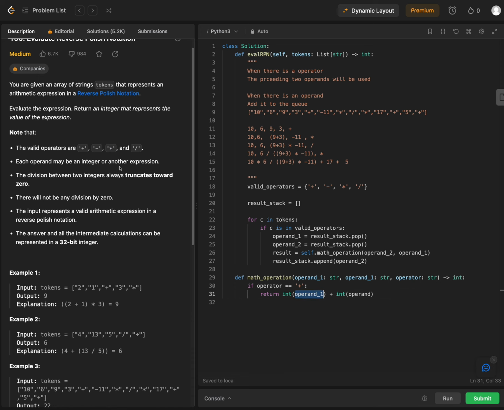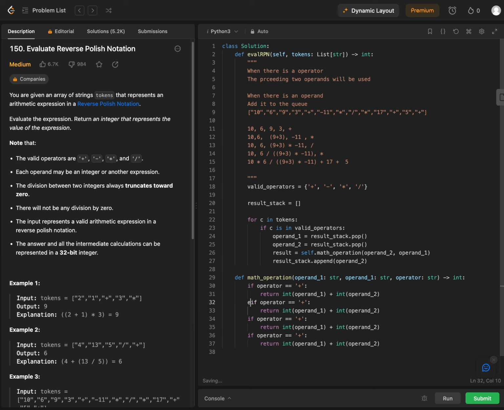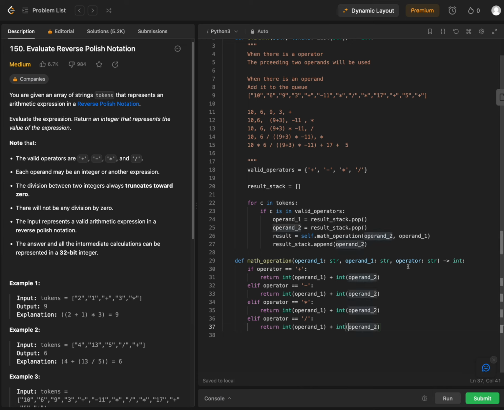Okay, so it doesn't really matter, right? So essentially we just repeat this 4 times, right? If, elif, and then we have a minus, multiplication, division, right? We have all of these here, and then it guarantees that the operator must be one of these. This is a plus, this is a minus, this is a multiply, this is a divide. Math operation, right? Then we do math operation, operand 2, and then we do C.